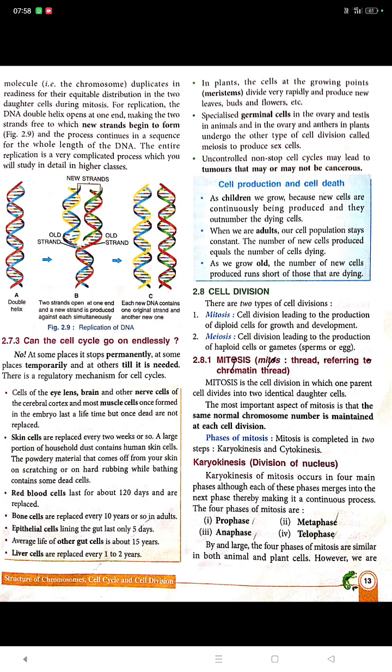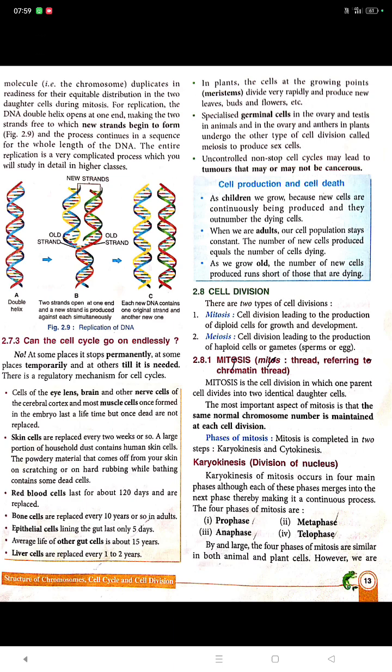The cells of the brain, the nerve cells of the cerebral cortex, and most muscle cells, once formed in the embryo, last a lifetime, but once dead they are not replaced. Skin cells are replaced every 2 weeks. Yes, the skin cells are replaced by new cells every 2 weeks.